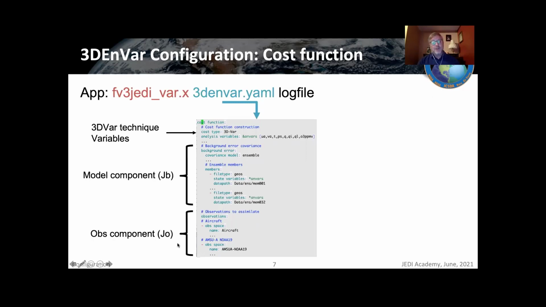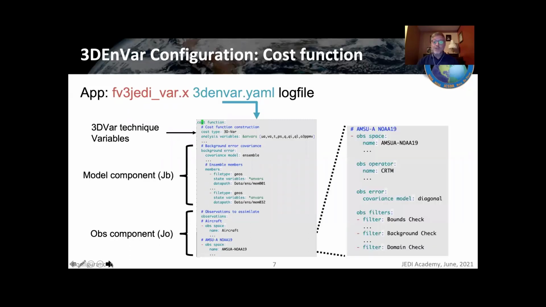And then here you describe the JO side, or the OBS component. So you're listing out the observations. And here in this example, you can see aircraft and an AMSU-A on a NOAA-19 satellite description being put in here. So to zoom in a little bit on these observations, we'll talk about this in a little more detail. You can define an OBS operator that drives, so you're setting up the pieces that do the H of x calculations in this observations section.